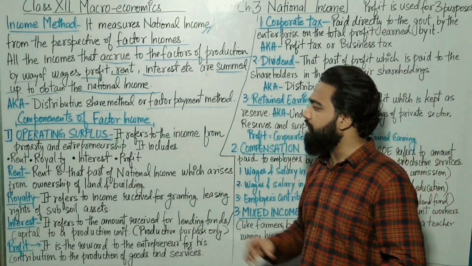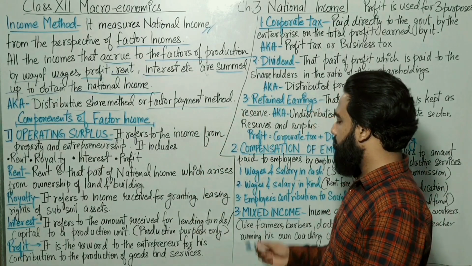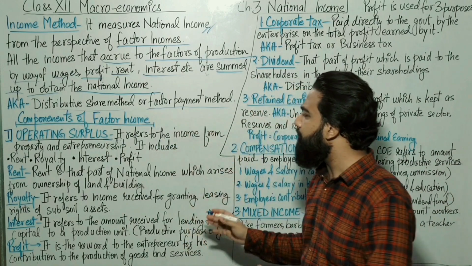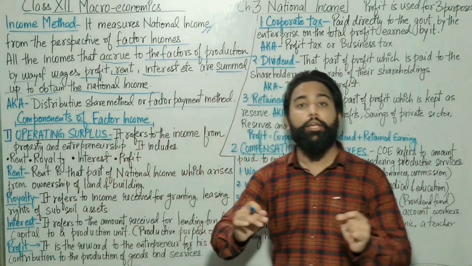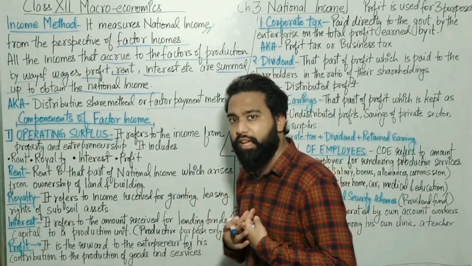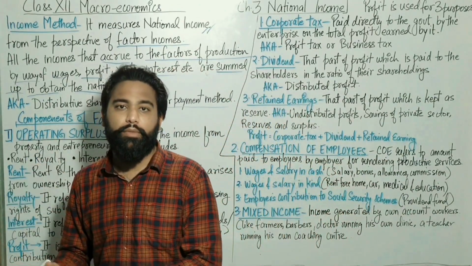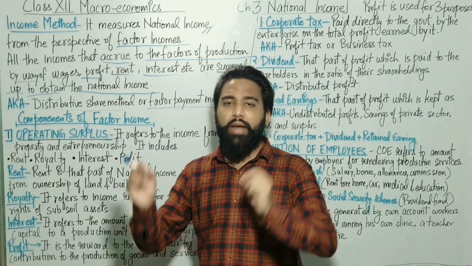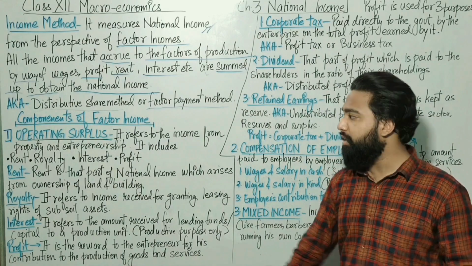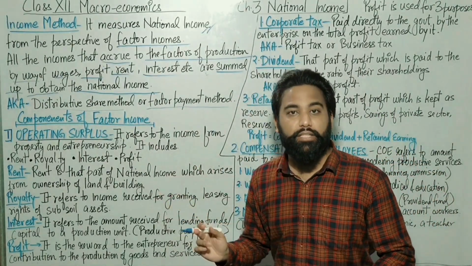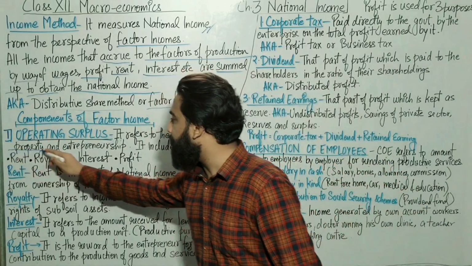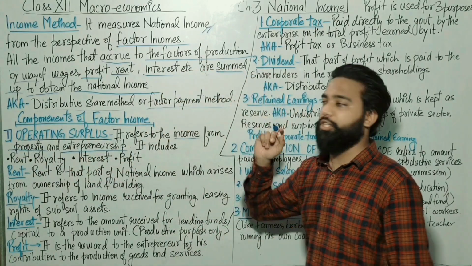Now the first component is operating surplus. Now what is operating surplus? Operating surplus refers to the income from property and entrepreneurship. It means how much property I am having and whatever business I am doing. From both the business and my property, whatever income I am generating, that income will be operating surplus. Is that clear? It refers to the income from property and entrepreneurship.